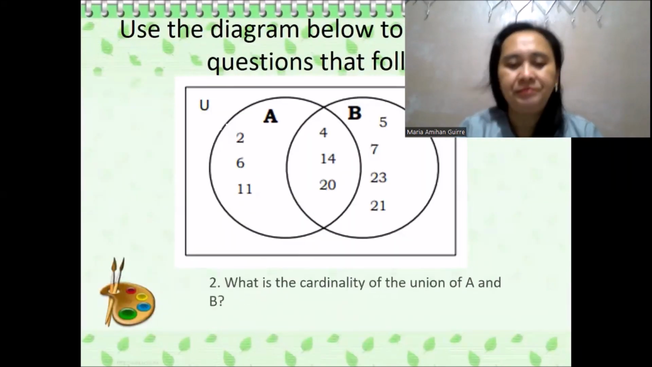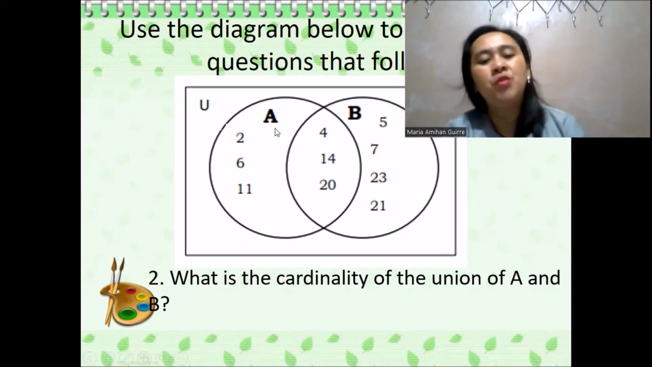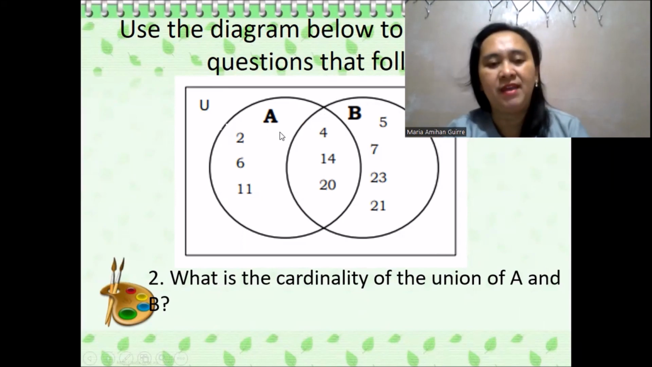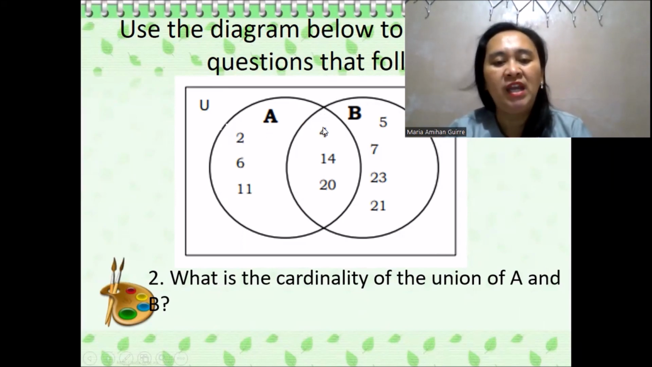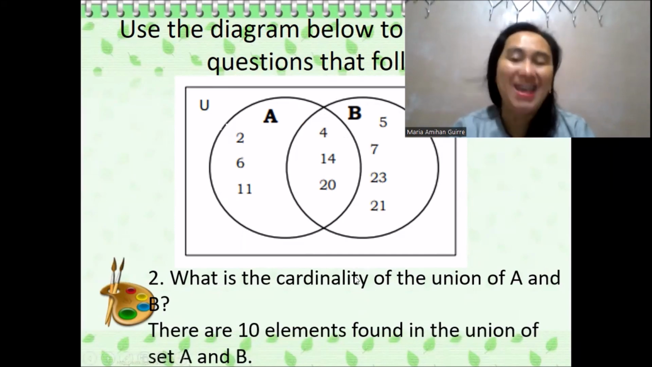Same given, what is the cardinality of the union of set A and set B? So we can count all the elements both in set A and set B. 1, 2, 3, 4, 5, 6, 7, 8, 9, 10. So therefore, there are 10 elements found in the union of set A and set B.